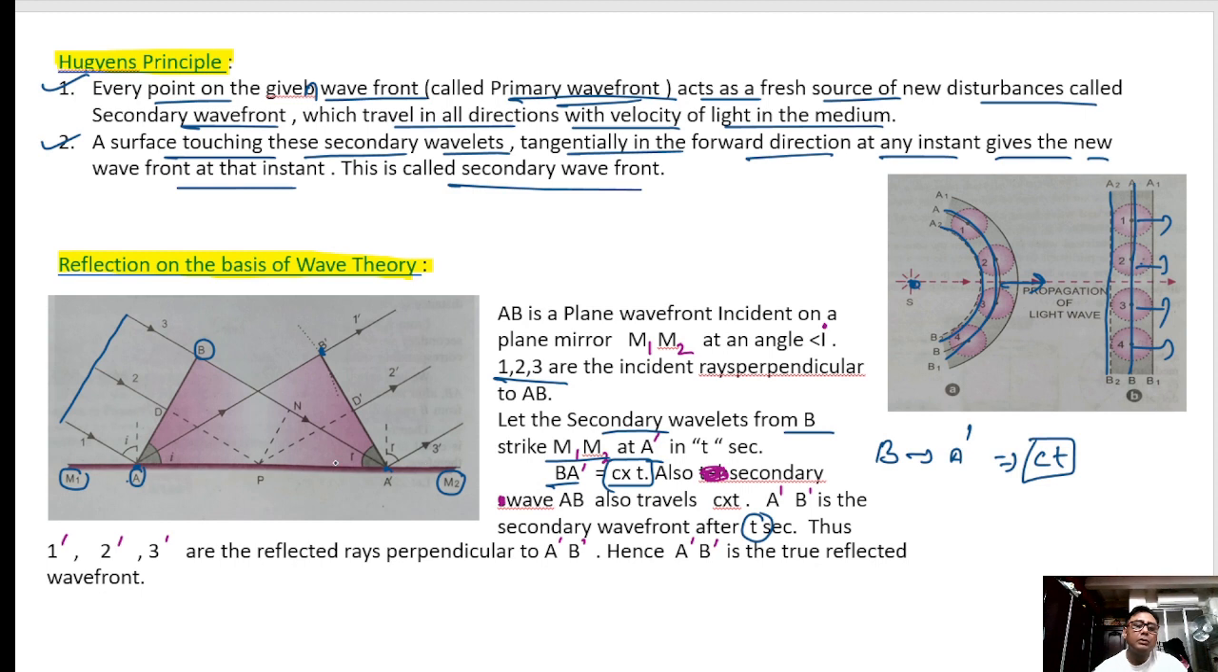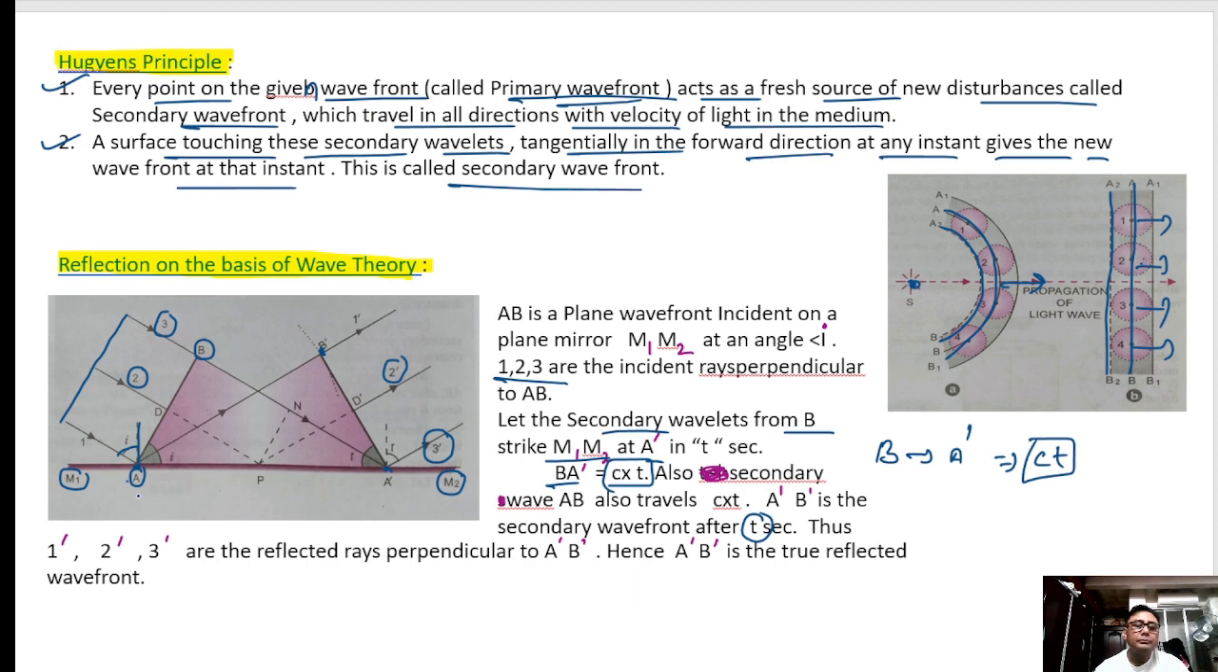Correct? Now the reflected rays: as you can see, the reflected ray from 1 will travel in the direction AB dash. From 2 it will travel in the direction 2 dash, the reflected ray of 2. The reflected ray of 3 will travel in the direction of 3 dash. Let the angle at which ray 1 strikes be i.